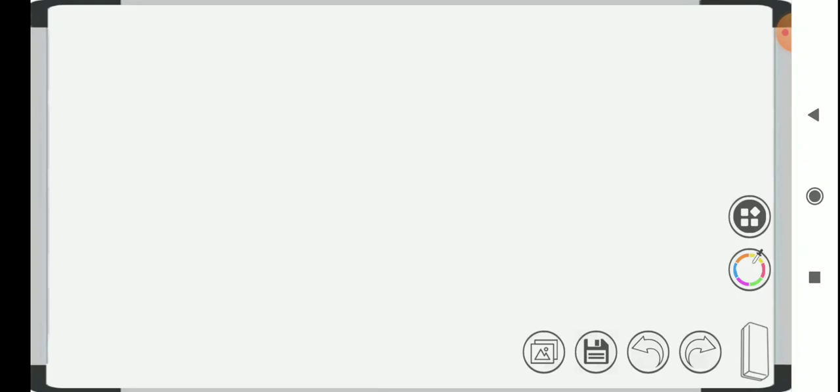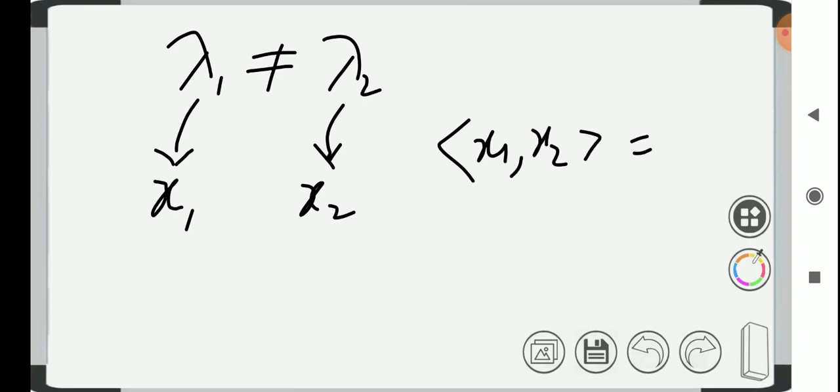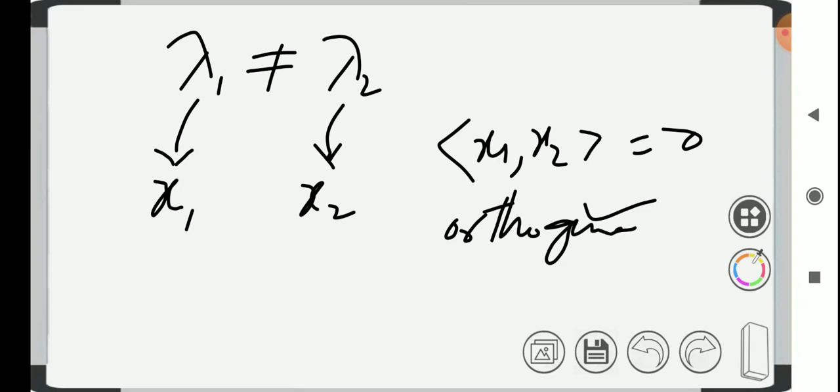Another property is, if we have two different eigenvalues, that is lambda 1 not equal to lambda 2, then the corresponding eigenfunctions are orthogonal. That is, the eigenfunction corresponding to lambda 1, let us suppose it is x1, and the one corresponding to lambda 2, let us suppose it is x2, then the inner product of x1 with x2 is simply 0, that is, they are orthogonal to each other. This property also holds for symmetric matrices. So let us prove this property.